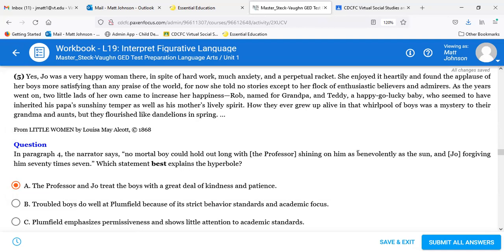So a while back I was talking about root words and prefixes and stuff. So "bene," if you ever see that in front of a word, it means good. I think it's Greek. And "mal," M-A-L, is always bad. Malevolent is bad. Benevolent is good. So he's treating him with kindness and patience there. So A for number 8.